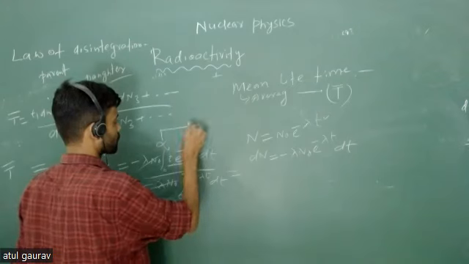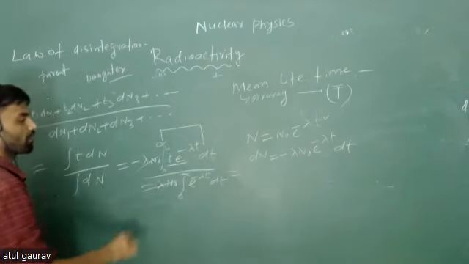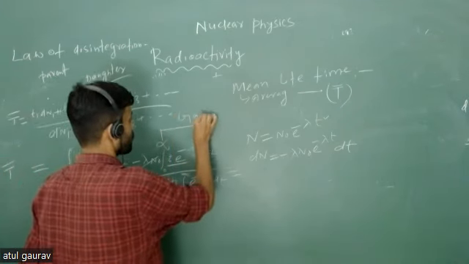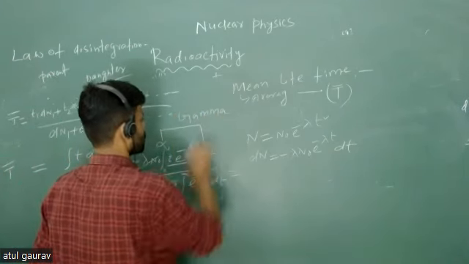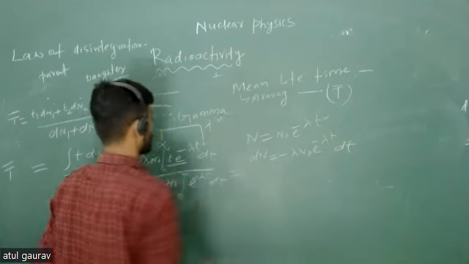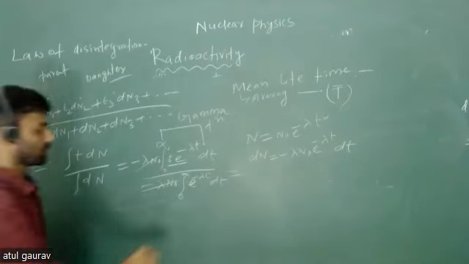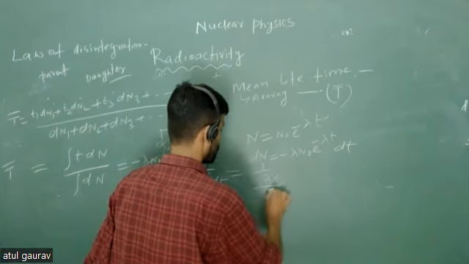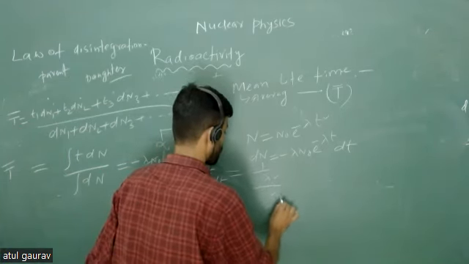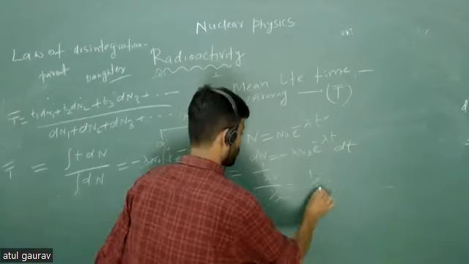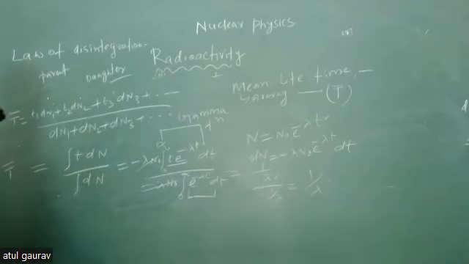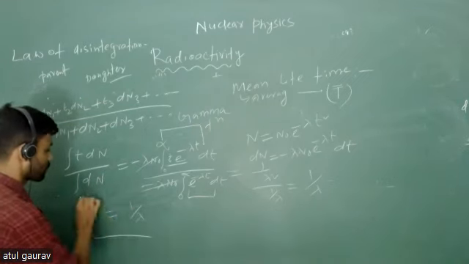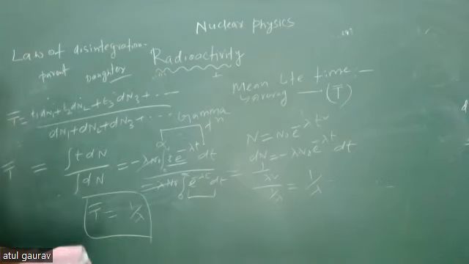This is a gamma function. You have to substitute lambda t equals z, and if you solve it, you get the gamma function. I'm not doing it; if anybody has a question, you can ask me after class. This is also a gamma function. If you solve it, it will be 1 by lambda square divided by 1 by lambda, so it should be 1 by lambda. Is it clear? So the average life is 1 by lambda.